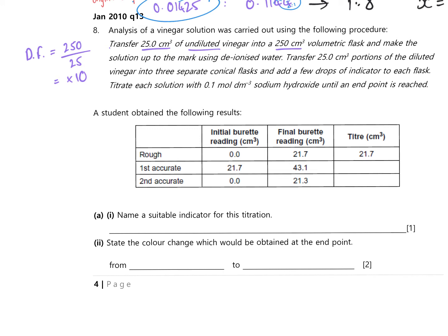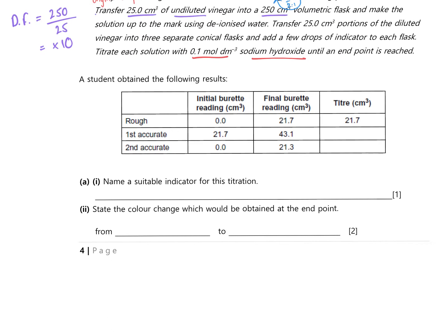So this is essentially vinegar, which is ethanoic acid, titrated against 0.1 molar sodium hydroxide until your endpoint is reached. It doesn't ask you until the following page, but you can see here in the following page it will ask you to fill in the results table with your titers, so your 2 accurate titers. So we could do that at this point just while we are on the table. The titer for the first accurate ends up being 21.4 and the second accurate being 21.3.